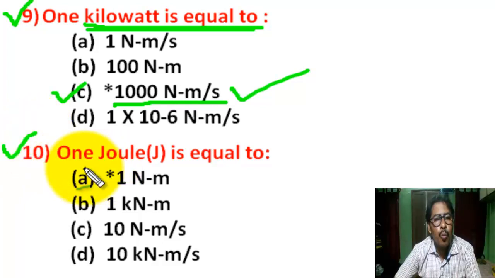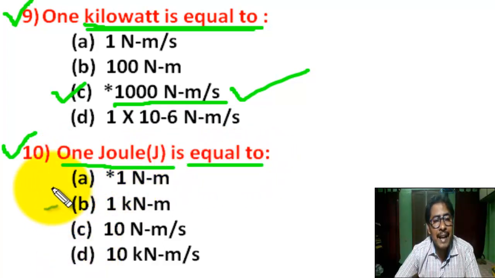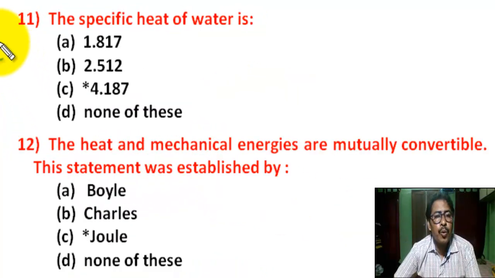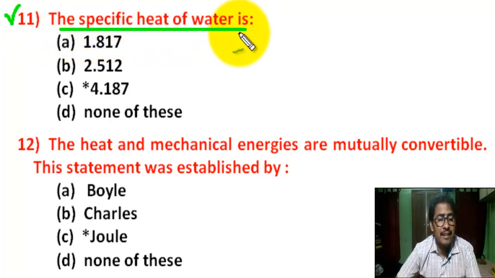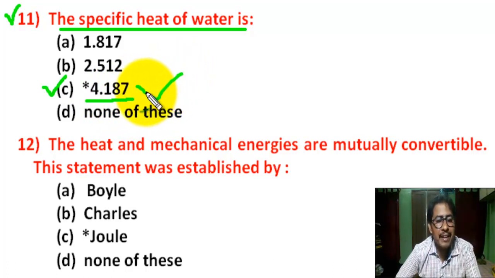Question number 10. Joule is the unit of work or energy in SI unit. 1 joule is equal to, there are 4 options. Correct answer is A, 1 Newton meter. Question number 11. The specific heat of water is, there are 4 options. Correct answer is C, 4.187. In SI unit, specific heat of water is 4.187 kilojoule per kg Kelvin.